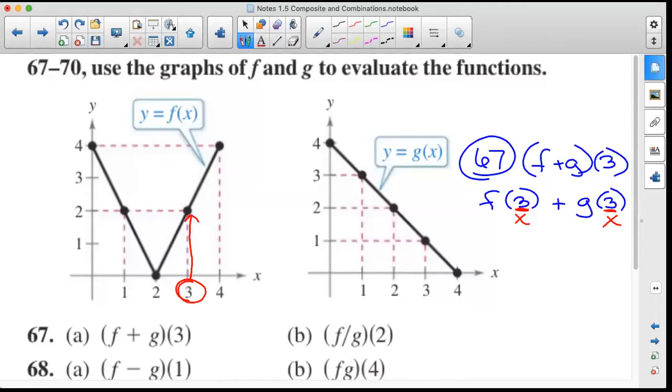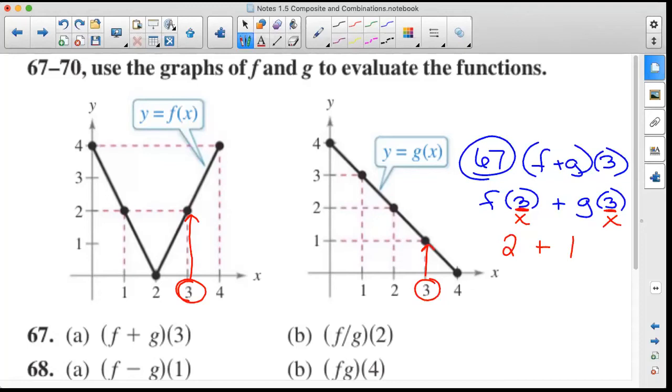F of 3 is equal to whatever my corresponding coordinate is. Well, if x is 3, y is 2. If I would plug that into the equation, I would get out the value of 2 as well. Anytime you plug in x, you get out y. Anytime I look up x, I'm finding y. So then g of 3, again, go to where it's 3 on the graph and find its corresponding value. Well, that's a 1.